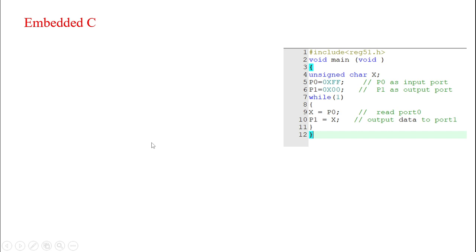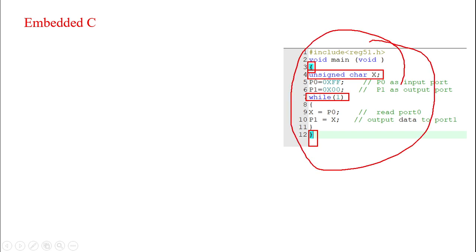Now, what is this embedded C? The scope of this video is to understand the differences between C and embedded C, and how embedded C is different from C programming. Let us take an example here. This snapshot you're seeing is an embedded C program, and it looks like a regular C program. If you observe, this is C syntax, this is also C syntax, and this is C. All the things you're seeing here are C programming syntax only.